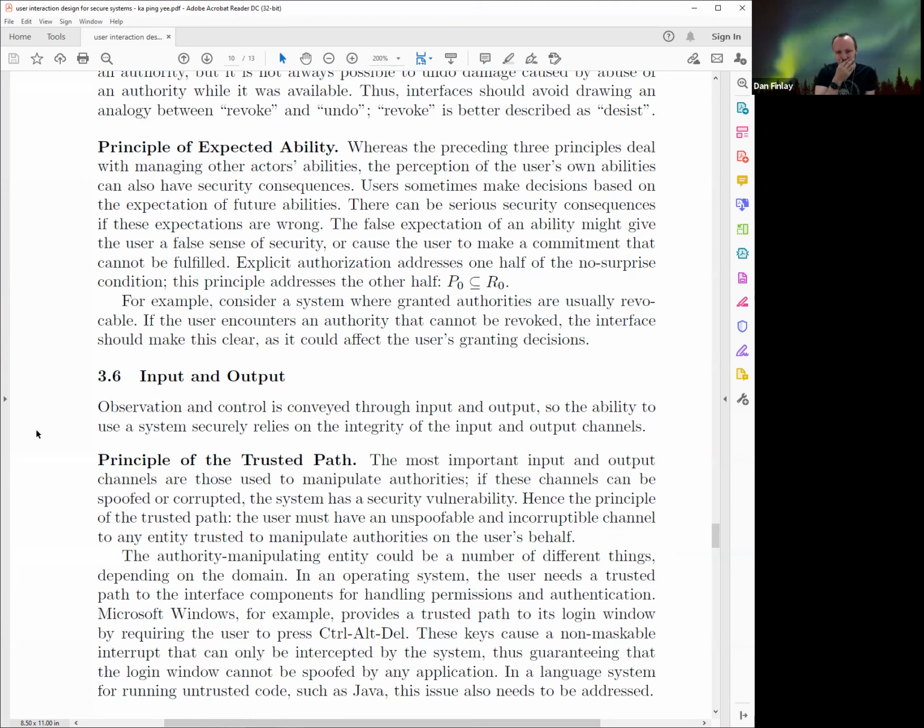Perception of your own abilities based on future abilities. Right. Yeah, okay. So, users sometimes make decisions based on the expectation of future abilities.